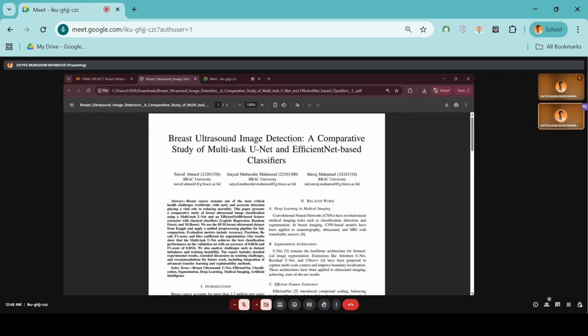Breast cancer is the most common cancer among women worldwide, and ultrasound is an important tool because it's safe, affordable, and useful for dense breast tissue. However, ultrasound interpretation is very operator dependent, which leads to variability. Automated deep learning systems can help standardize detection.